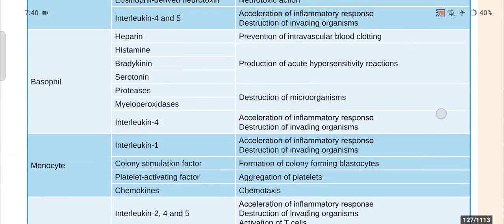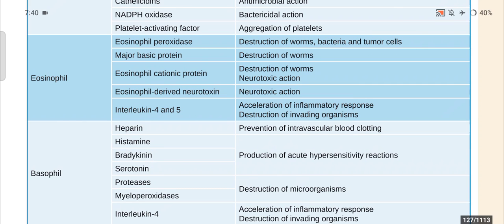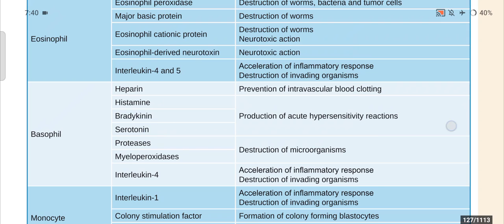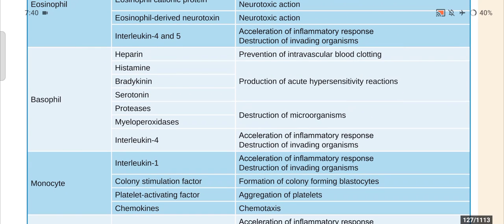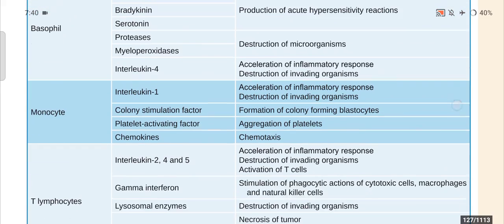So, what about the basophil? Eosinophil secretes eosinophil peroxidase, which is helpful in destruction of worms, bacteria, and tumor cells. This is for eosinophil. Now we will discuss the basophil. In case of basophil, there is heparin, which prevents intravascular blood clotting. Then histamine, bradykinin, and serotonin produce the acute hypersensitivity reaction like allergy. Then the proteases and myeloperoxidase are helpful for destruction of microorganisms, and interleukin 4 helps in acceleration of the inflammatory response and destruction of invading organisms.